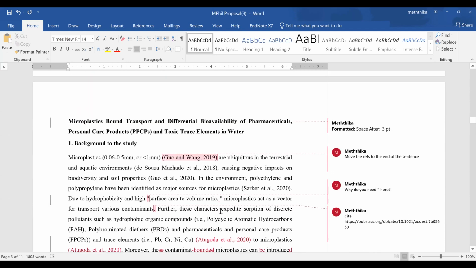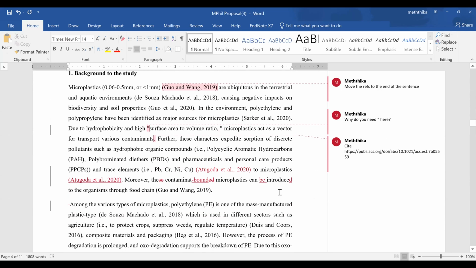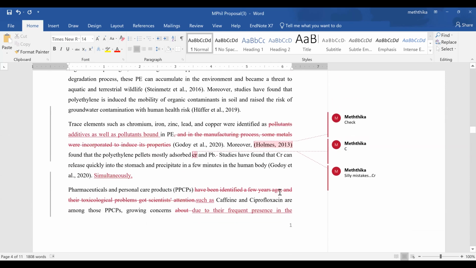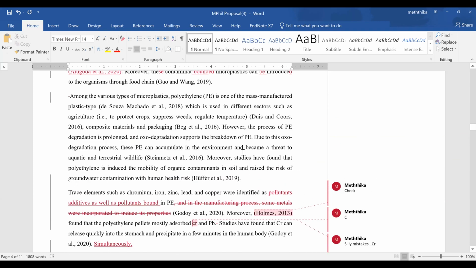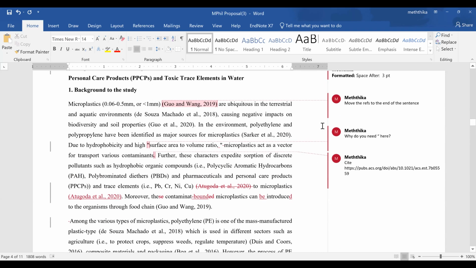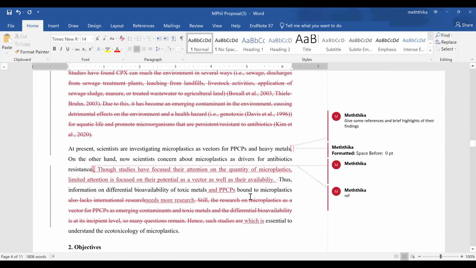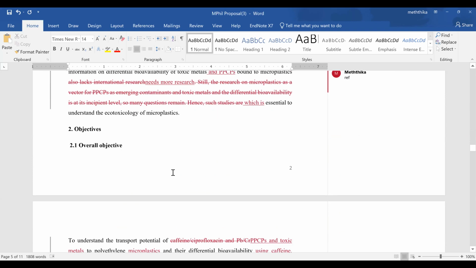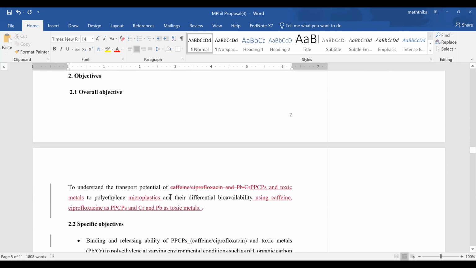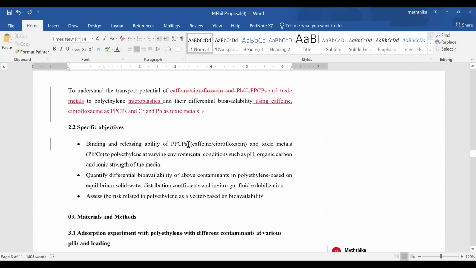Afterwards comes the title and the background to the study. So the background is given. I have included, to remove the silly mistakes and cite the most recent articles and so on. Once the introduction is done, she has mentioned the objectives of the study. The overall objective is given, and then come the specific objectives.